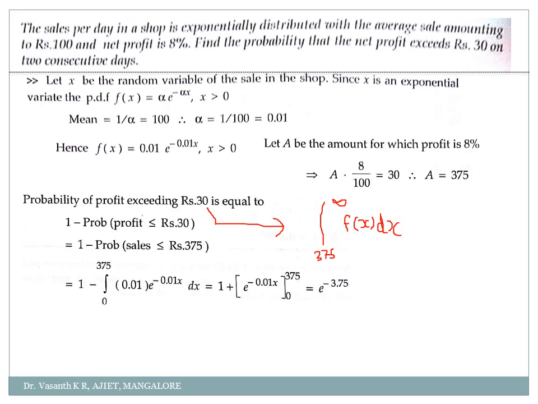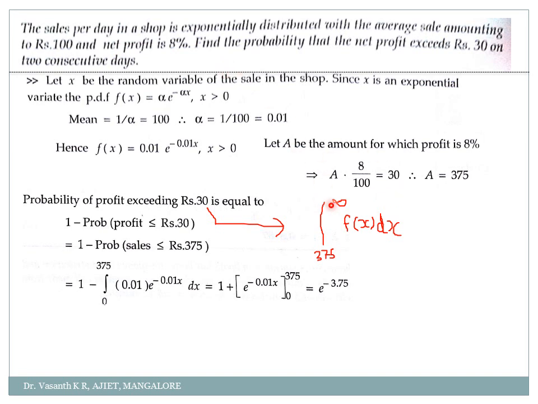So just check here. Let x be the random variable and my probability is an exponential variate, so alpha into e to the power minus alpha x. First I'll find out alpha. How to find it? Average means mean, correct? So 1 by alpha is equal to 100, or alpha is equal to 1 by 100, that is equal to 0.01. Fine. So my function I'll write f of x is equal to 0.01 into e to the power minus 0.01 x. Done.